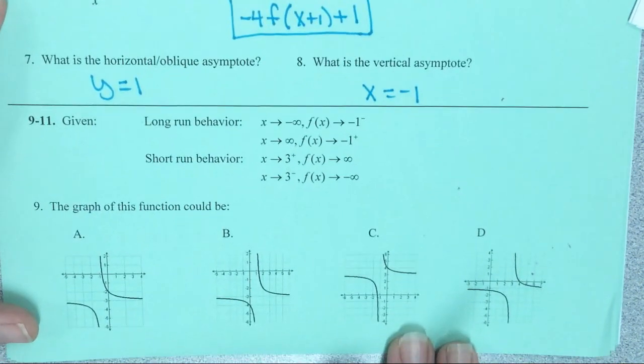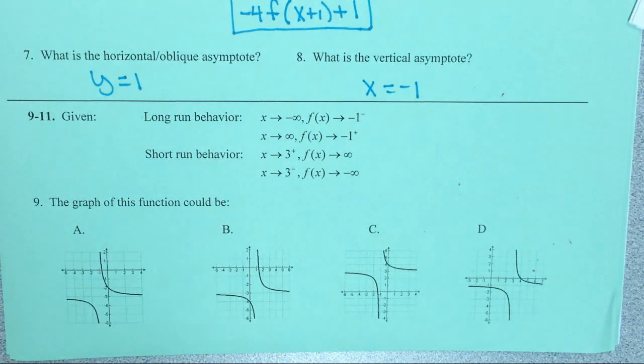On 9 through 11, they give me a summary of some long and short run behavior, and they ask me what picture it could be.